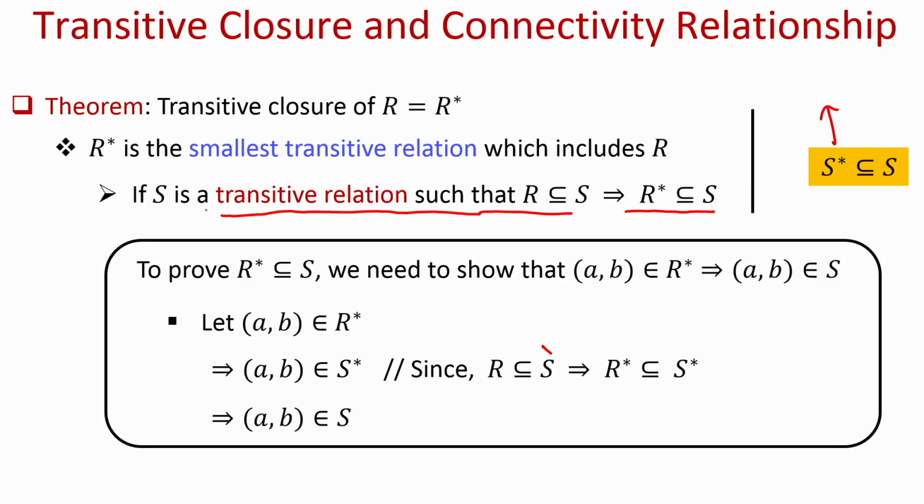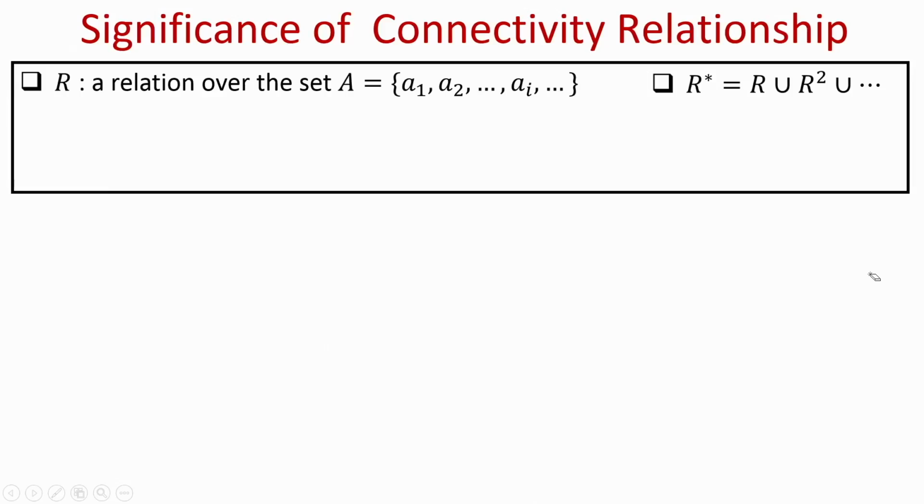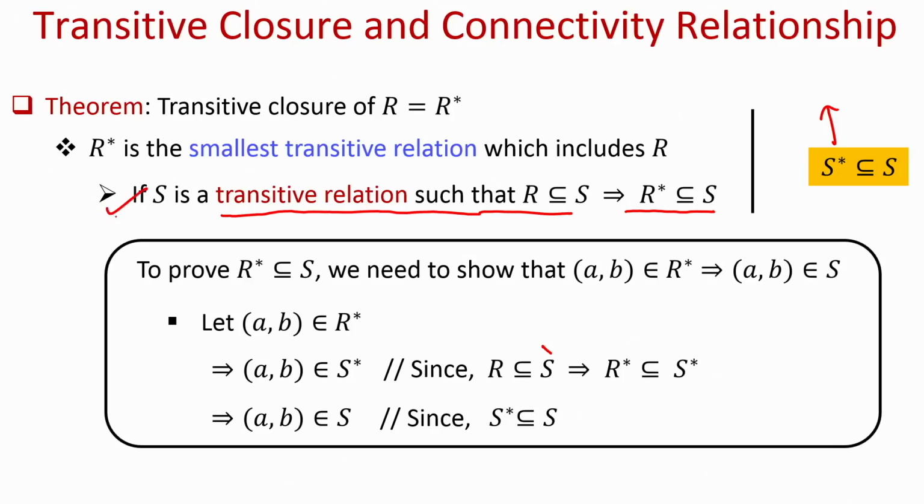But you are also given the hypothesis that S is a transitive relation, and if S is a transitive relation, then S star will be a subset of S itself. That means whatever is present in S star is bound to be present in S as well, right. Hence, we have shown that if (A, B) is present in R star, it is present in S, and we have proved the third requirement of the transitive closure as well. Okay.